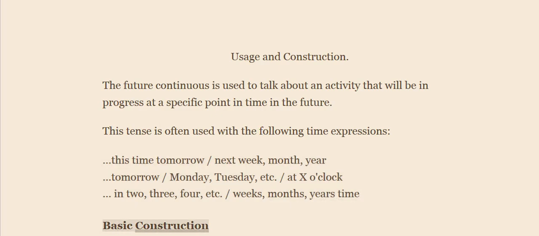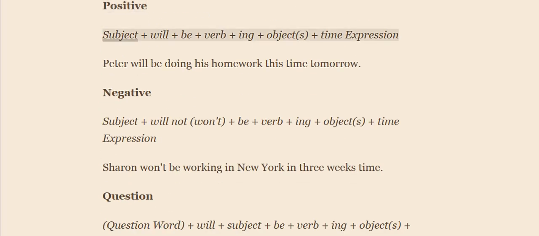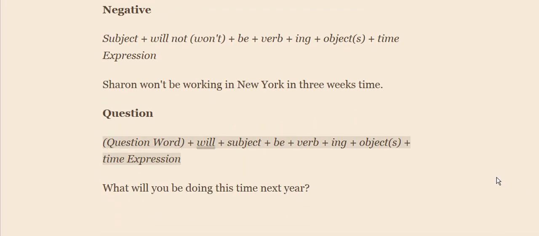Basic construction. Positive: subject plus will plus be plus verb plus -ing plus object(s) plus time expression. Peter will be doing his homework this time tomorrow. Negative: subject plus will not (won't) plus be plus verb plus -ing plus object(s) plus time expression. Sharon won't be working in New York in 3 weeks' time. Question: question word plus will plus subject plus be plus verb plus -ing plus object(s) plus time expression. What will you be doing this time next year?